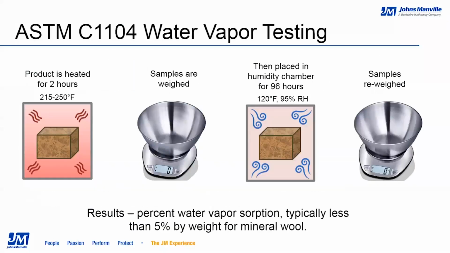So the ASTM C411 water vapor testing. This test method for water vapor sorption requires that the material be conditioned for 2 hours to remove any inherent moisture and then weighed, subjected to a high humidity environment for 96 hours, and then reweighed. This test method is required in the ASTM material specifications for mineral wool, both industrial and commercial applications, as well as the ASTM material specifications for aerogel.